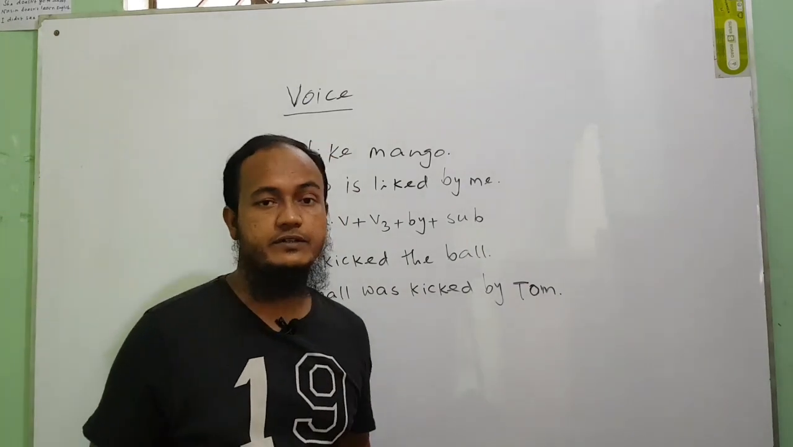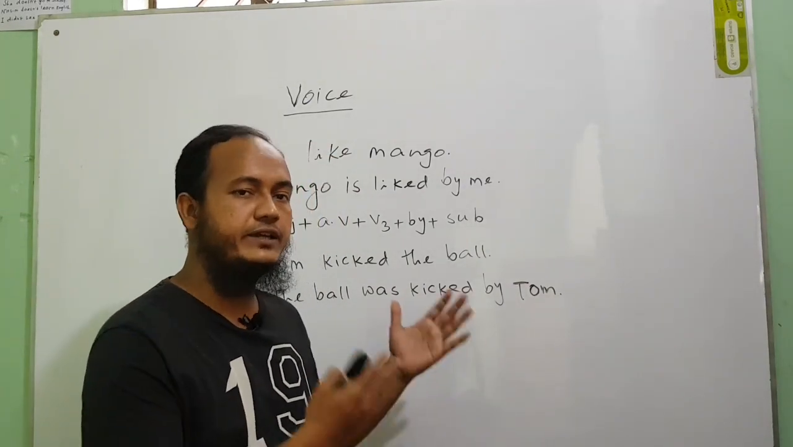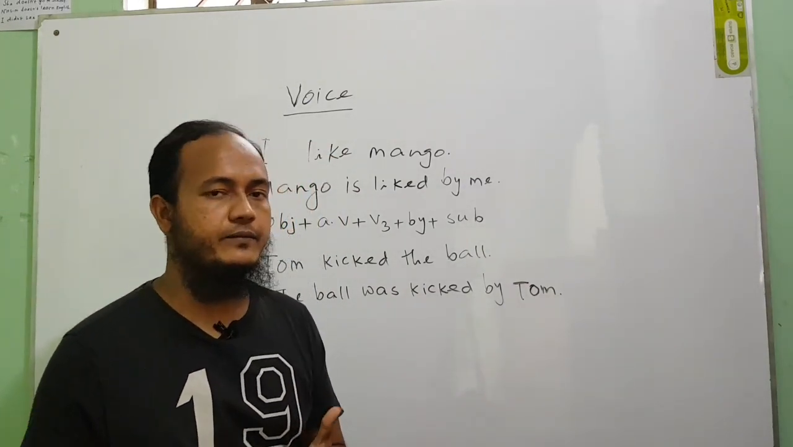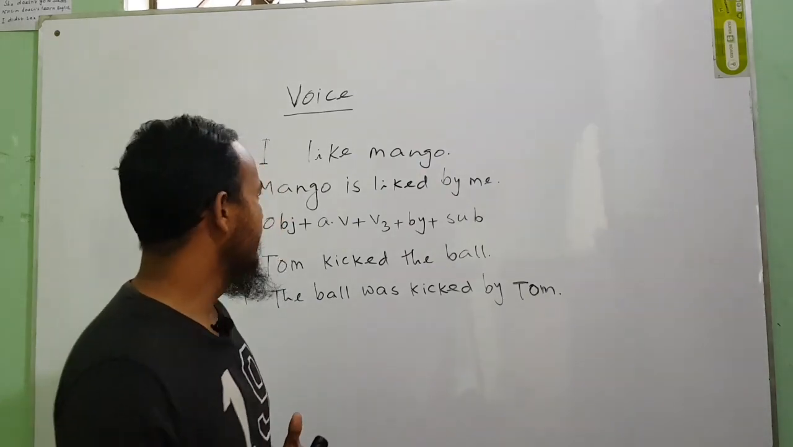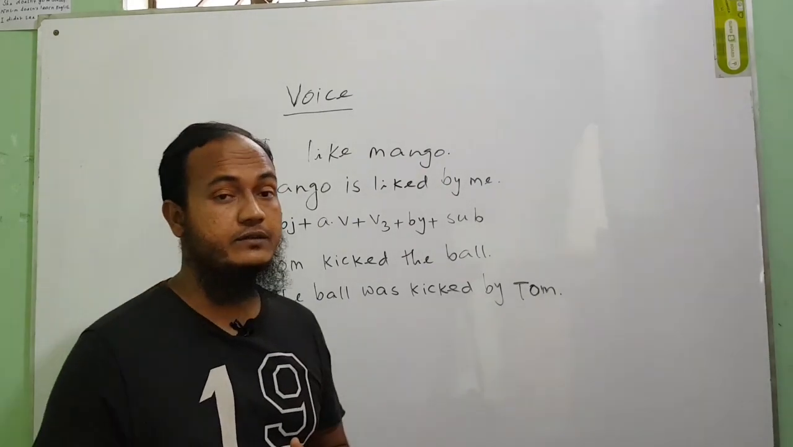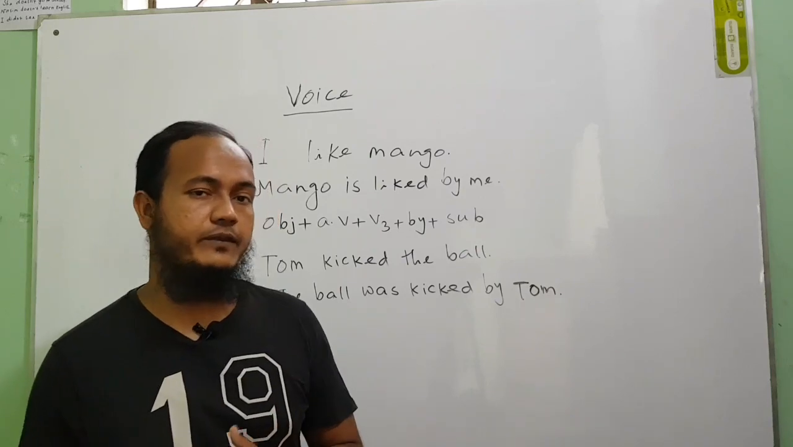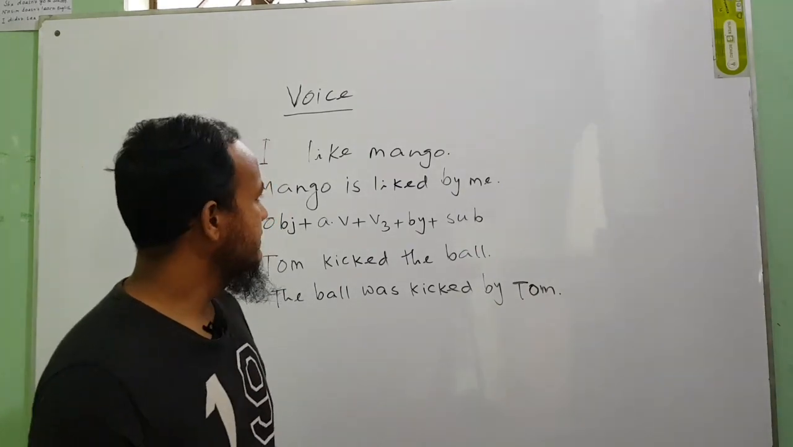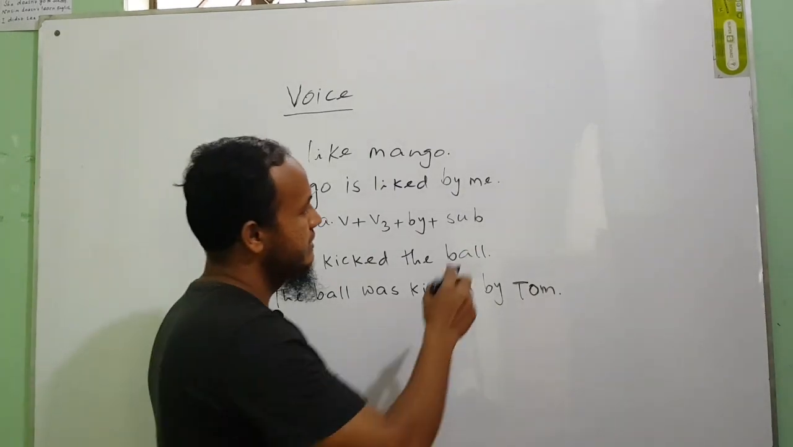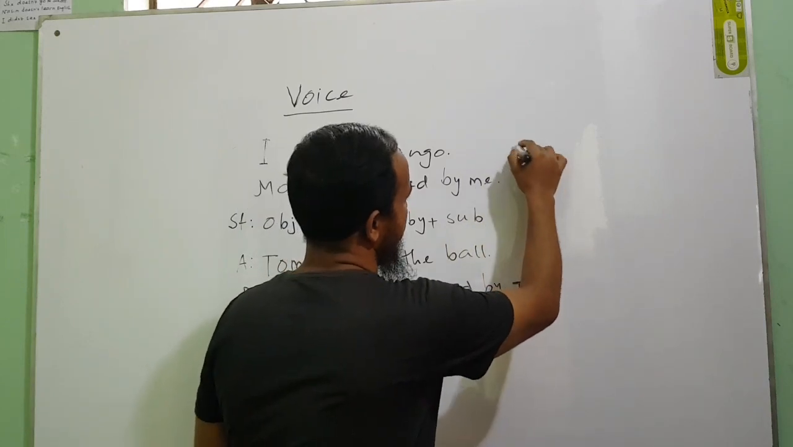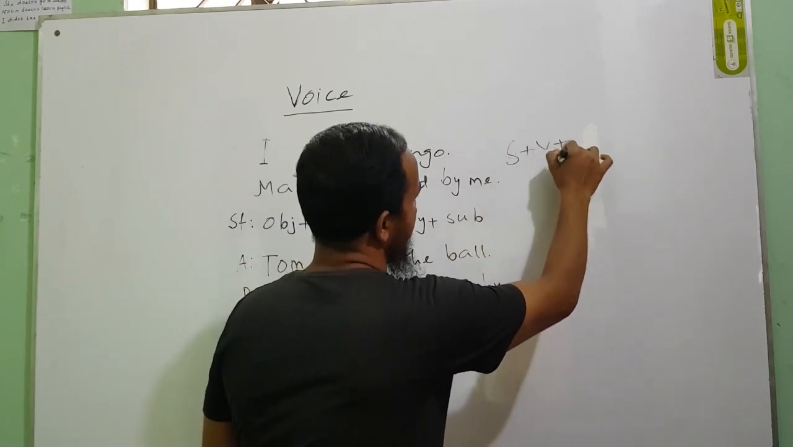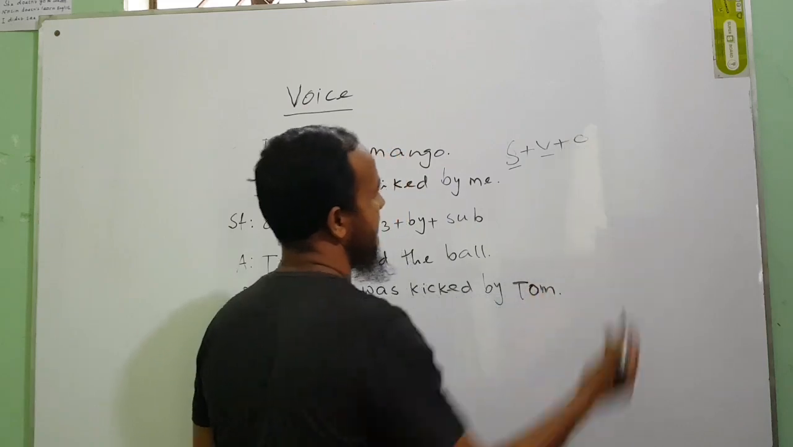Today I'll be talking about voice, active voice and passive voice, and how to change active voice to passive. Okay. So before I go for that, I have to understand what is active voice and what is passive voice. So what is the structure of active voice? The structure of active voice is very simple. In active voice, we always use subject and then verb and finally object.